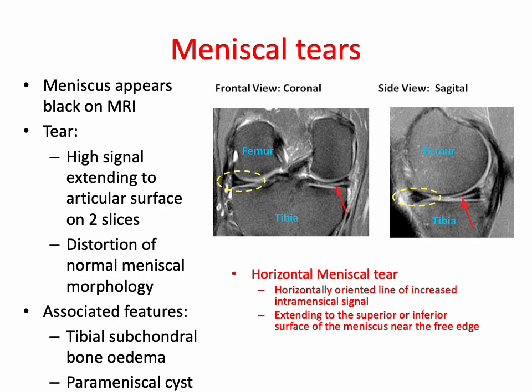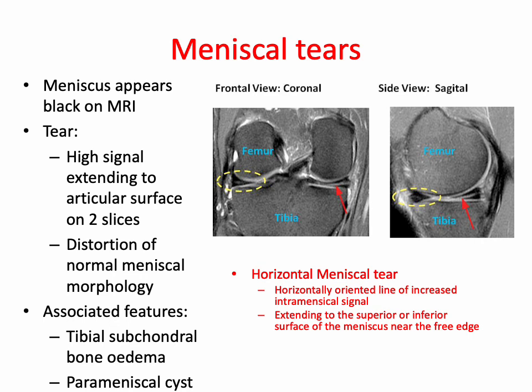Normally on MRI, the menisci appear black, and tears appear as high signal that extends to the articular surface on at least two slices, which don't have to be contiguous. So if you can see it on a sagittal and a coronal slice, then you can call it a tear. You also need to see distortion of the normal meniscal morphology.